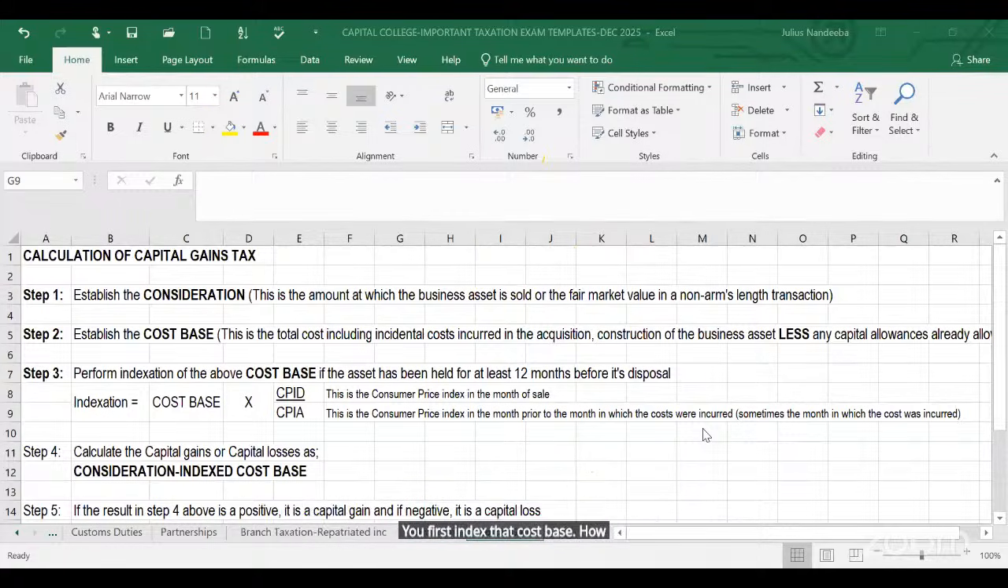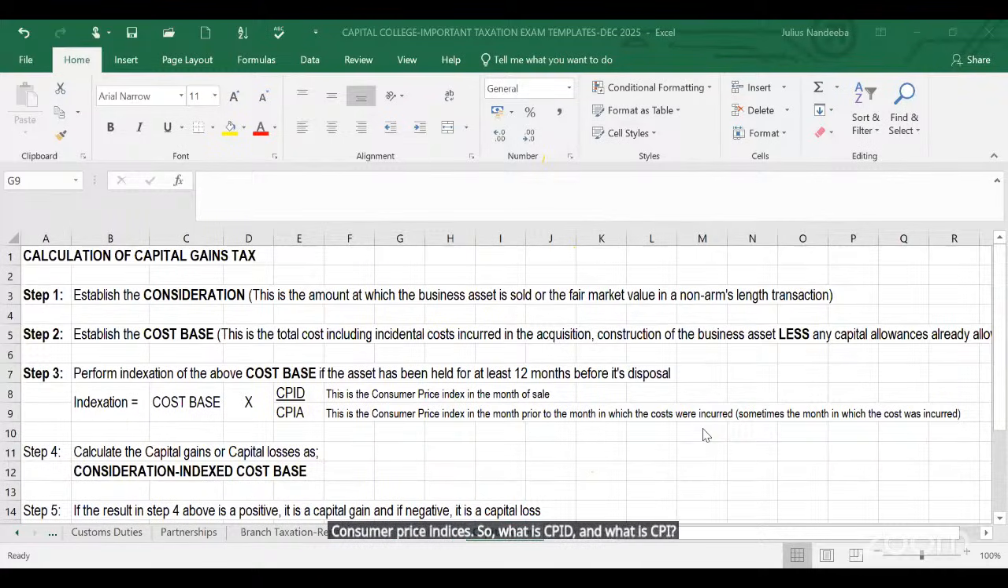How do you index the cost base? You get that cost base multiplied by this ratio, the CPID over CPIA. In simple terms, don't be confused by the nomenclature. CPID and CPIA are just consumer price indices. And these are published by the Bureau of Statistics. Even when you go to their website and search for consumer price indices, you will know them. Each month, they have specific consumer price indices. So what is CPID and what is CPIA?